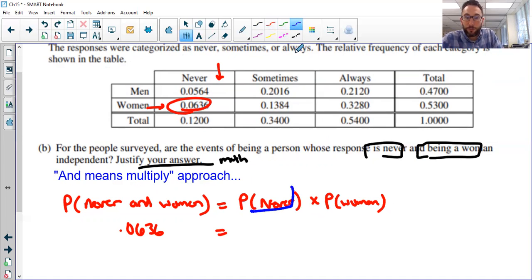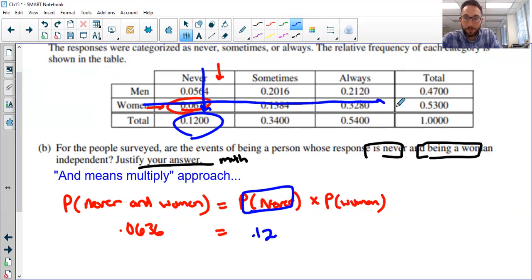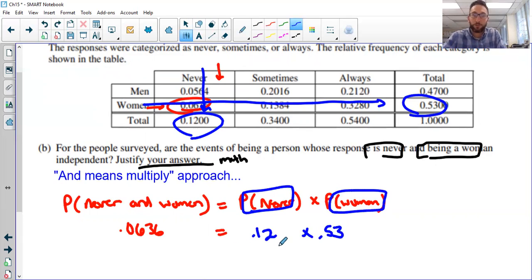The probability someone said never in this example is 0.12. The probability someone's a woman in this example is 0.53. And so we want to check, is the probability of never times the probability of woman here equal to 0.0636? I'm grabbing my calculator. I know that it does equal because I did this already, but just in case you don't believe me.